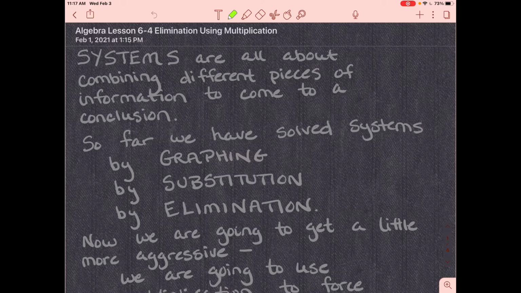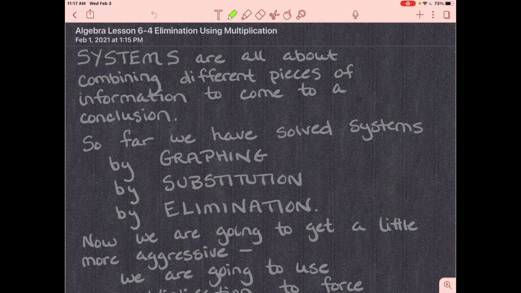So remember that systems are all about combining different pieces of information. Those pieces of information, when we graph them, make lines on a graph because we're studying linear equations. Not all situations make lines, but in this chapter we're only dealing with lines. And they're about combining different pieces of information to come to a conclusion. The conclusion is usually the place where the two lines intersect.